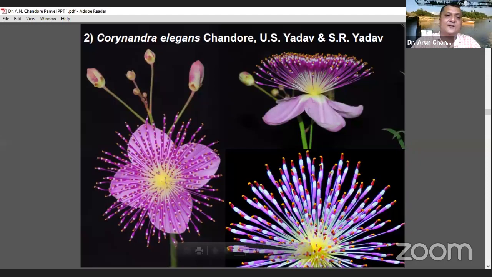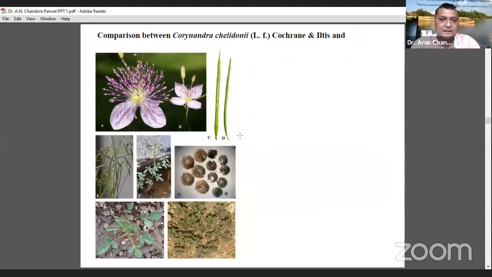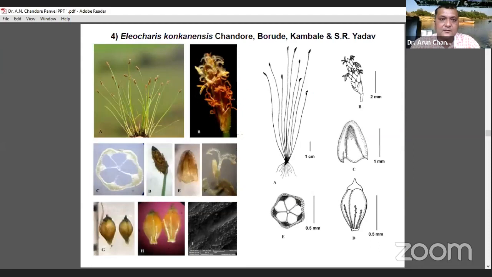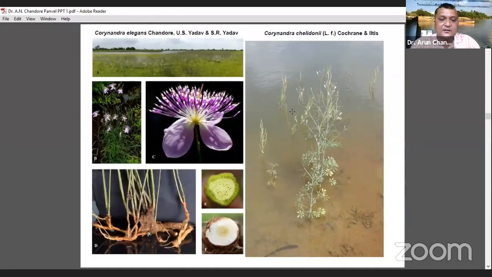Then one beautiful species, probably one of the most beautiful species of the world discovered during 2016, is Cornandra elegans. The name elegans is after its beauty, an extremely beautiful plant. That's why the name is after its beauty. Here you see the flower of Cornandra elegans. Here is the panorama of Cornandra elegans.